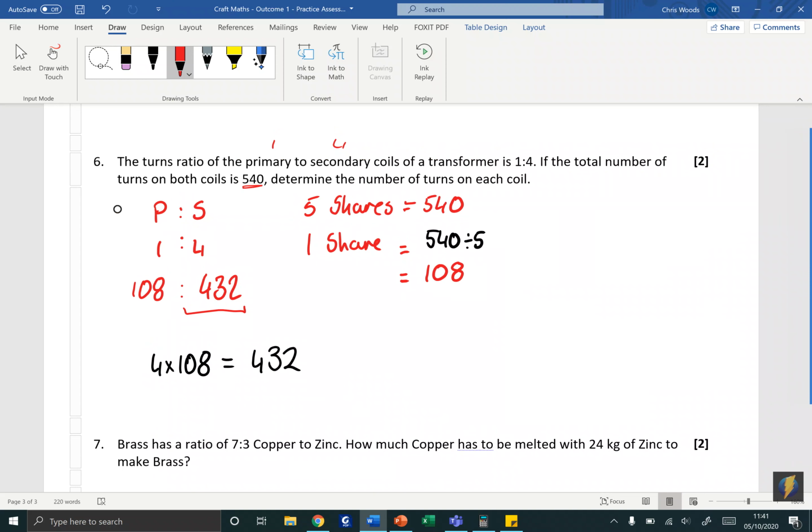Okay, so that's how it's done. Pretty standard. Ratio share, figure out what one share is worth, and then come back to your original ratio split and do a multiplication to figure out what they're both going to be.